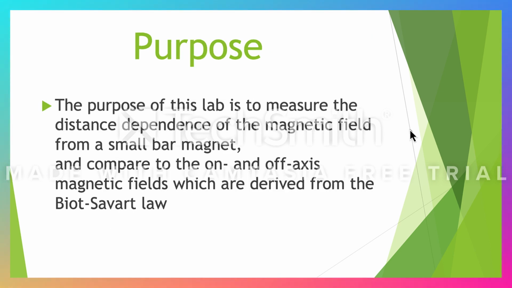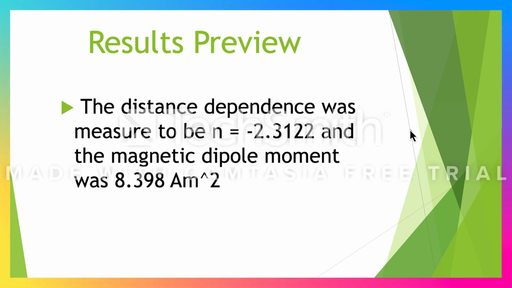So the purpose of this lab is to measure the distance dependencies of the magnetic field from a small bar magnet and compare it to the on and off axis magnetic fields, which are derived from the Biot-Savart law in the first place. The distance dependence was measured to be negative 2.3122. The magnetic dipole moment was 8.398 amperes meters squared.